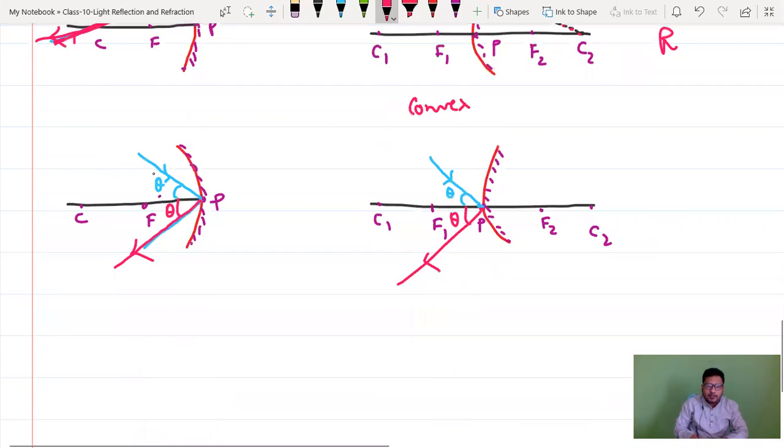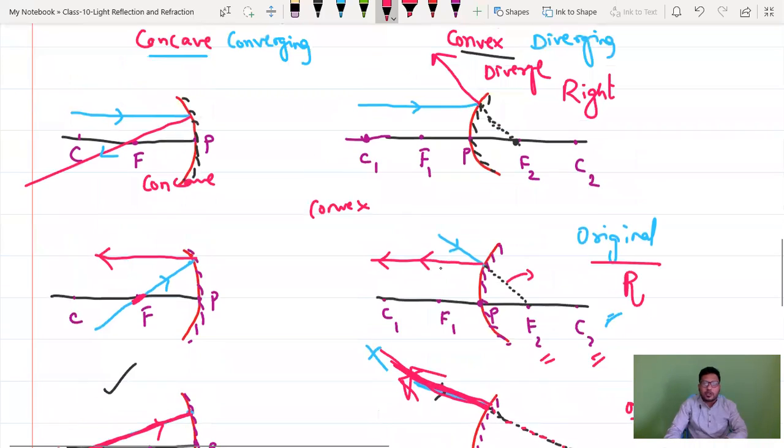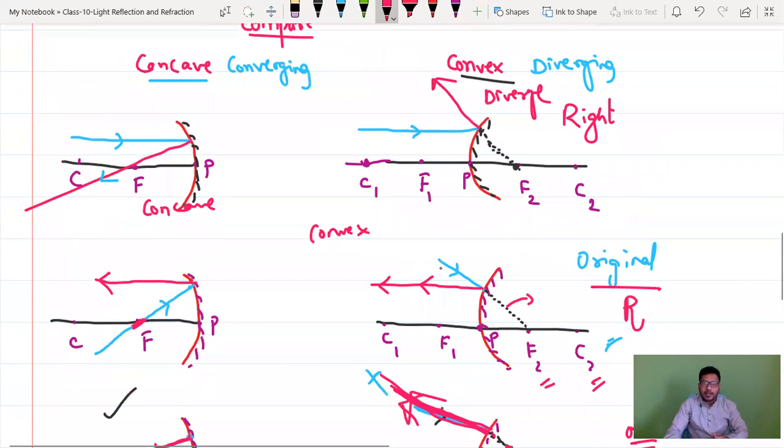Last diagram, if an incident ray is touching pole P with some angle theta, the reflected ray will pass with the same angle theta. Convex is also the same. So these are the 4 rules you have to remember. Please draw them in your running notes, so that whenever your teacher is drawing ray diagrams related to concave and convex, you can understand this.